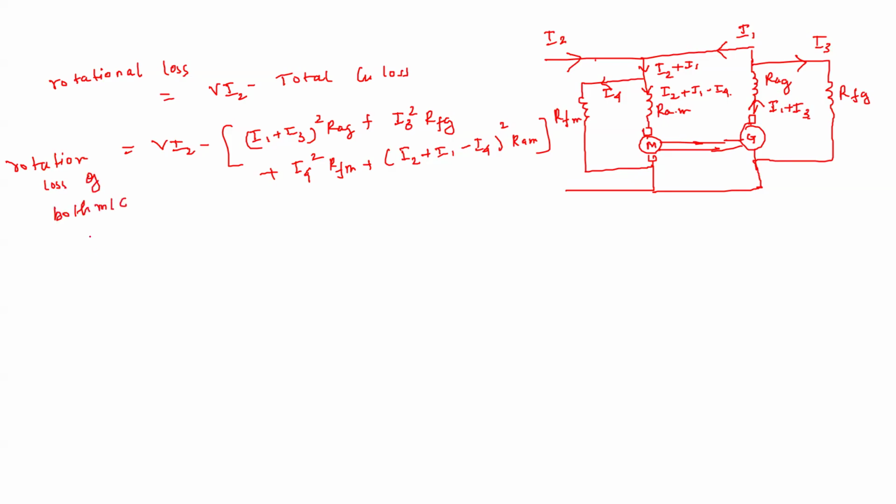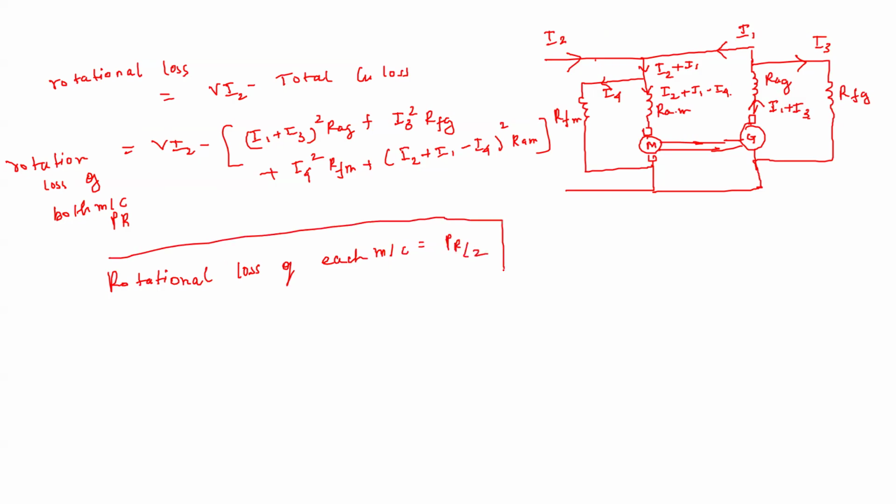Let us say this is PR. Because they are identical machines, the rotational loss of each machine is around PR by 2. So in this way you can write it.